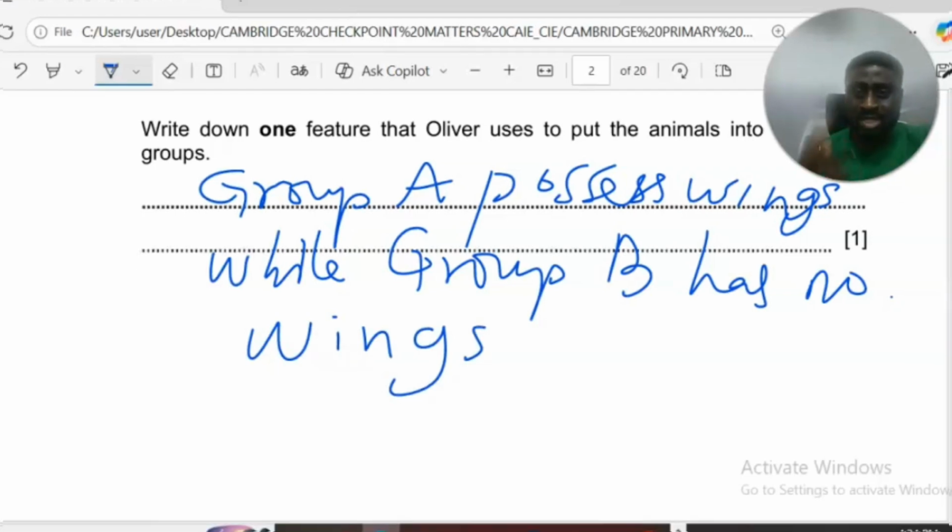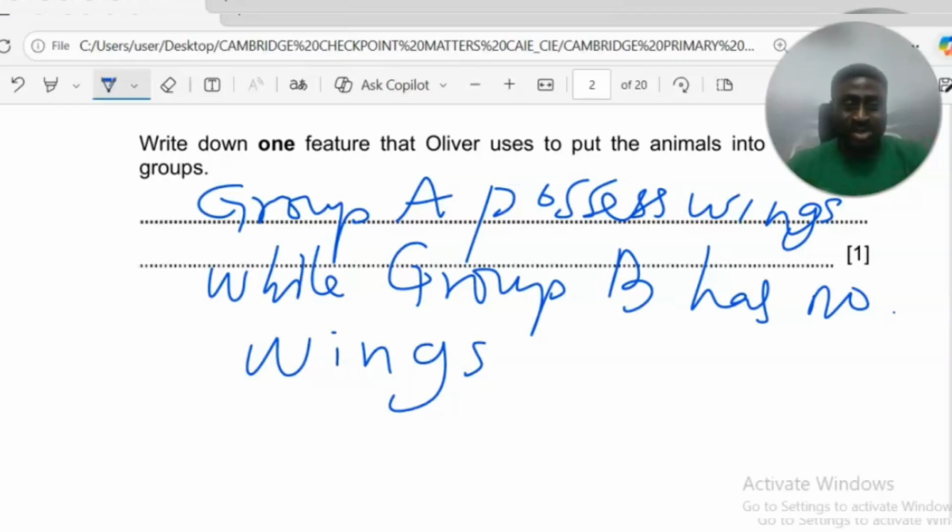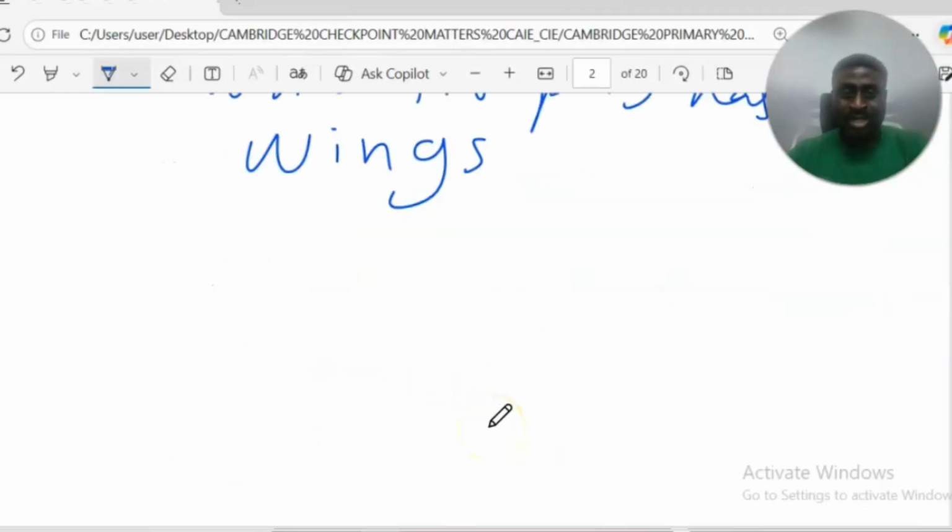Or you could also say group A does not possess limbs, while group B possess or have limbs. The limbs has to do with their hands and legs, the forelimb and the hind limbs. So any of these two responses will fetch you 1 mark. I believe you're noting that down in your writing pad.